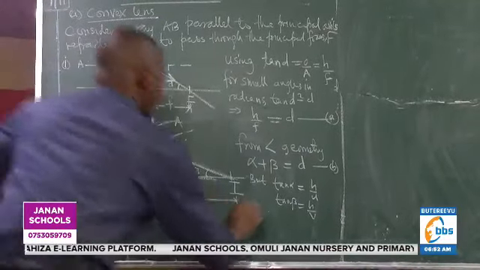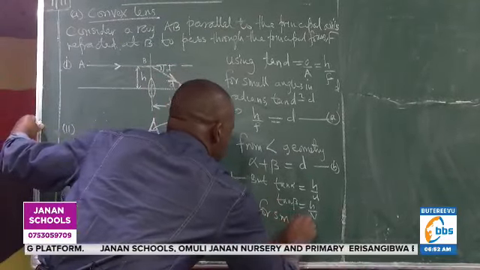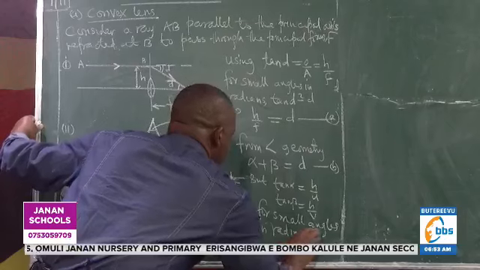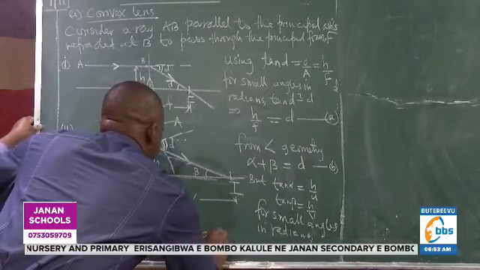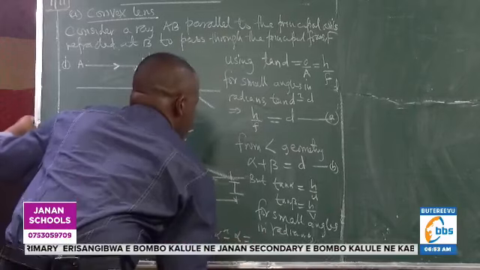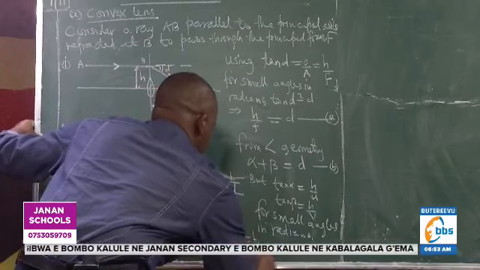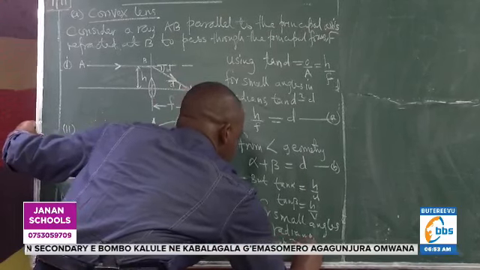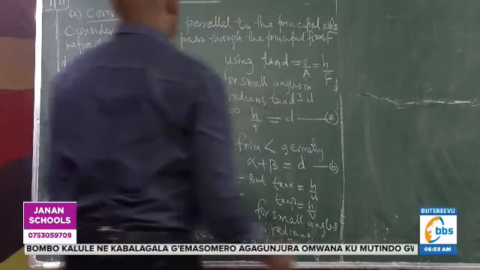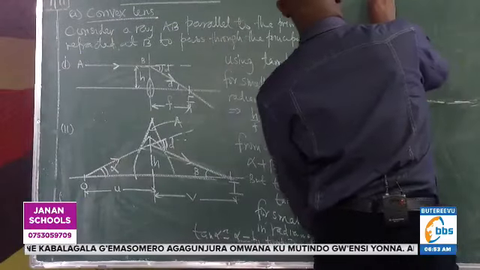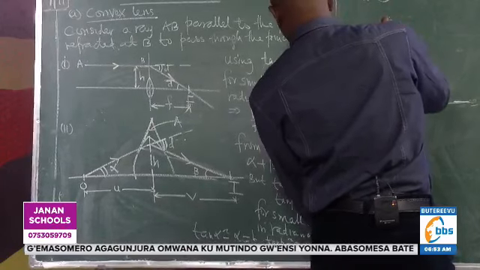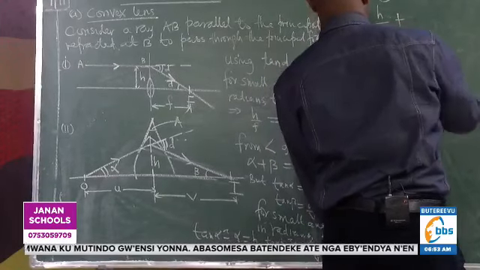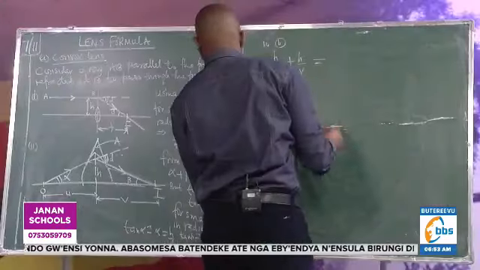For small angles still, for small angles in radians, we can say the tan of alpha is approximately alpha, which implies that alpha is H out of U, and tan of beta is approximately beta, which also implies that beta is H out of V. If we substitute here, we shall have in B that alpha, which is H out of U, plus beta, which is H out of V, is equal to D.